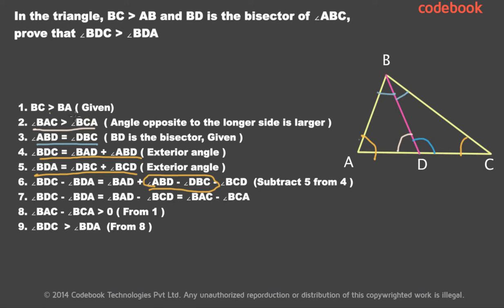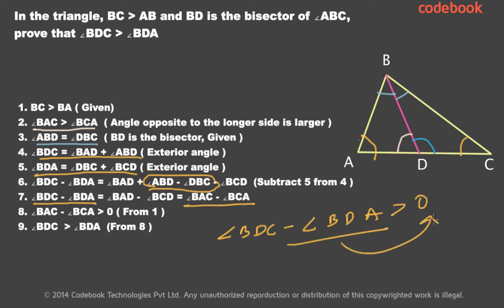So if you bring the right hand side to the left hand side, it will become angle BAC minus angle BCA greater than 0, which means angle BDC minus BDA is also greater than 0, because the right hand side is greater than 0, so the left hand side also is greater than 0. So angle BDC minus angle BDA greater than 0. Taking this to the right hand side, you will have angle BDC is greater than angle BDA. So this is exactly what we had to prove.